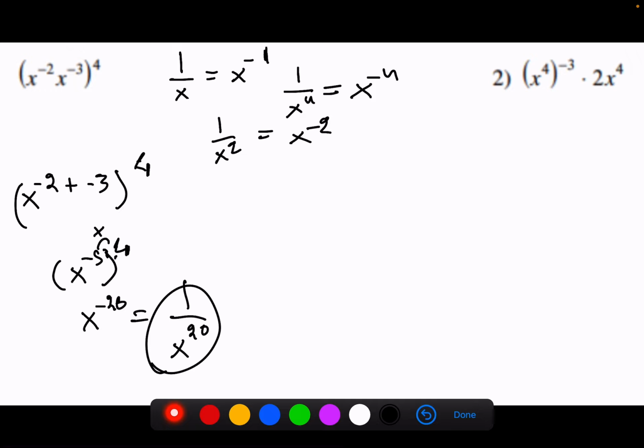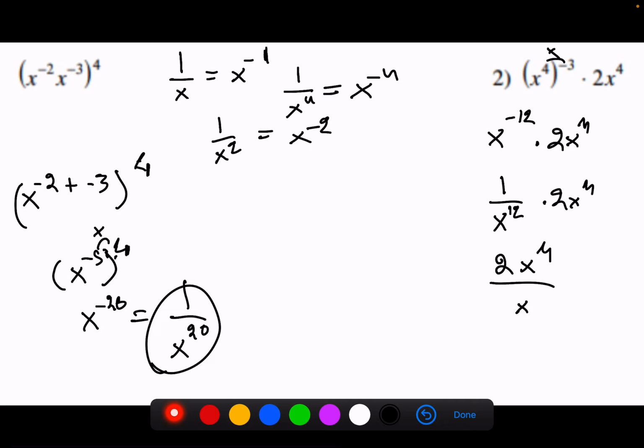We have x to the power of 4, all of that to the power of negative 3, times 2x to the power of 4. Same thing here, we're going to multiply. So that is the same thing as x to the power of negative 12, because 4 times negative 3 is negative 12. And you have that times 2x to the power of 4. So I'm going to rewrite this as 1 over x to the 12 times 2x to the 4. So I can write this as 2x to the 4 over x to the 12.